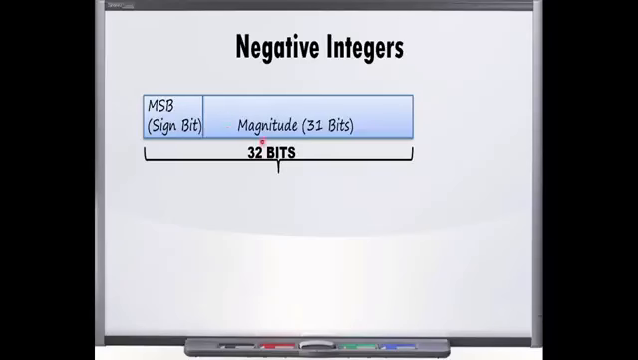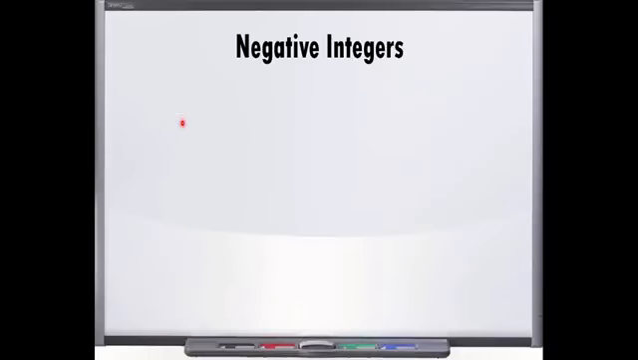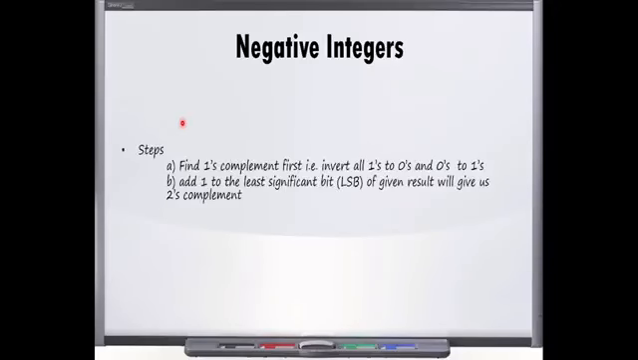So 32 bits is divided in two parts. The leftmost bit, or the most significant bit, is the sign bit, reserved for the sign, and the magnitude is 31 bits. For the sign bit, if I have 1 here, then it will be negative. If I have 0, then it is a positive number. So let's go with the steps of 2's complement. The first step is to find the ones complement first. That means invert all ones to zeros and all zeros to ones.